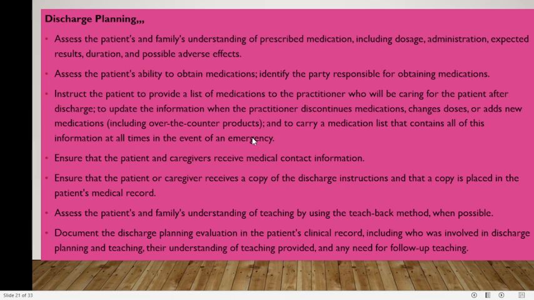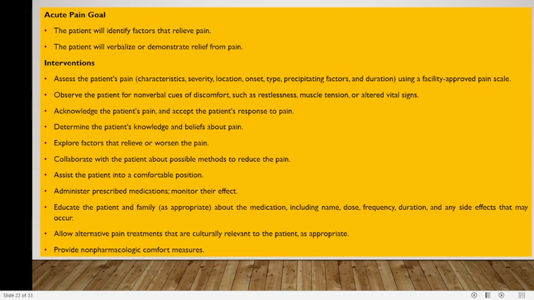Ensure that the patient and caregivers receive medical contact information. Ensure that the patient or caregiver receives a copy of discharge instruction and that a copy is placed in the patient medical record and can be retrieved easily upon the patient seeking care. Assess the patient's and family's understanding of teaching by using a teach back, where possible. You document the discharge planning in the patient's clinical record, including who was involved in the discharge planning teaching, the understanding of teaching provided, and any need for follow-up.